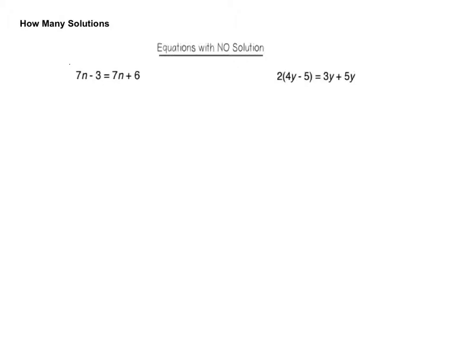Okay, now both of those equations before had one solution. They had one answer. They each had an answer that made that equation true. Now let's review what an equation with no solution looks like. This first one, 7n minus 3 equals 7n plus 6. I think you can handle this one. So why don't you pause the video, try this one on your own, see if you can get the fact that it has no solution.